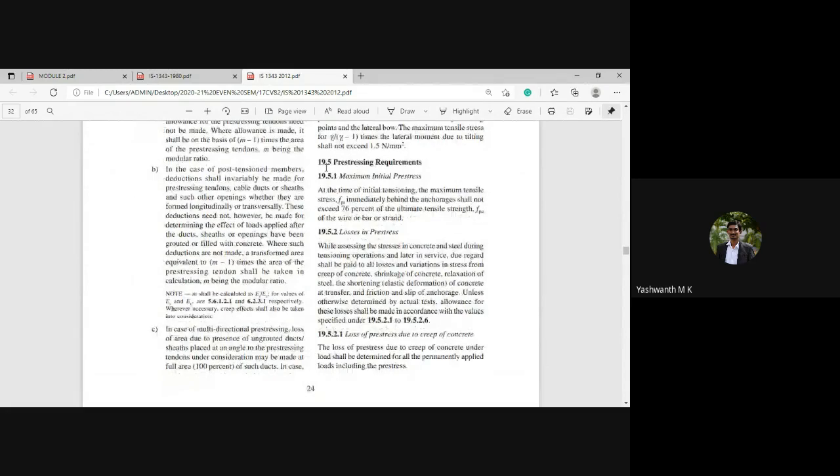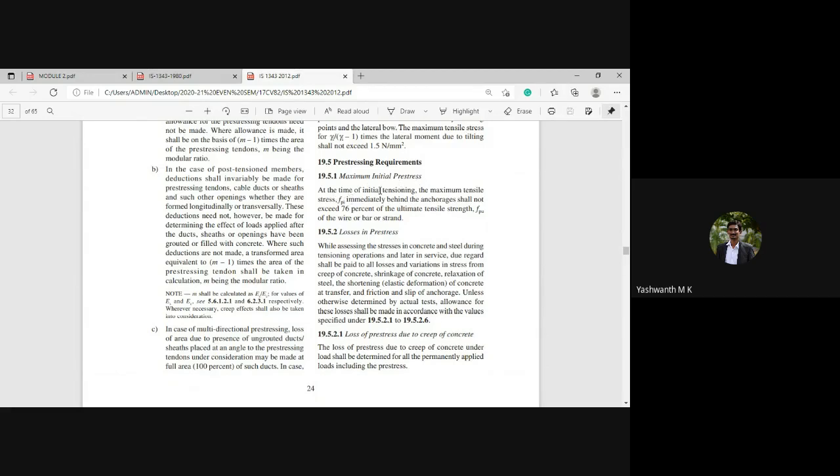So first, coming to the class 19.5, page number 24. Class 19.5, page number 24. So let me go ahead. Maximum initial pre-stress. That means what is the initial pre-stress you are going to put or you are going to get from the particular steel, so that they have been mentioned.